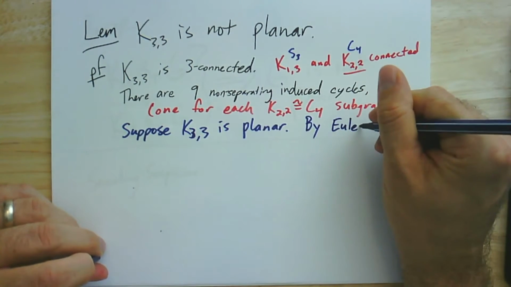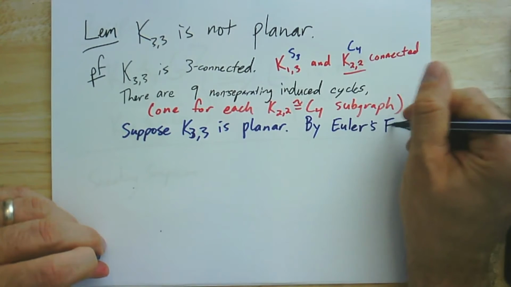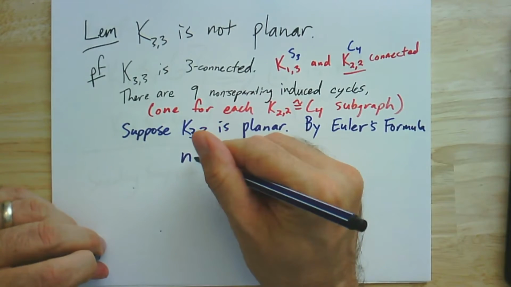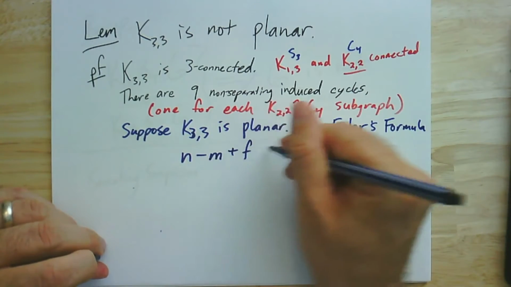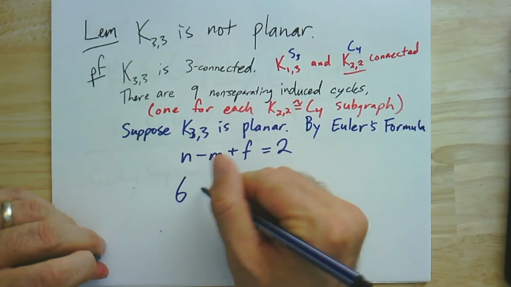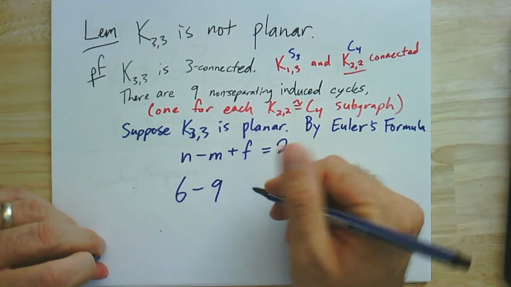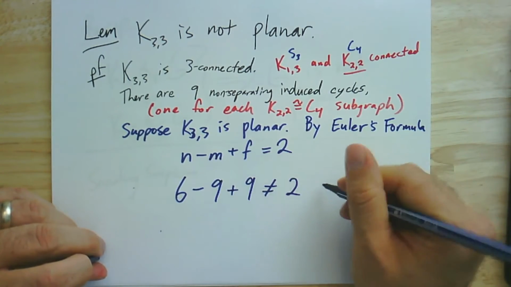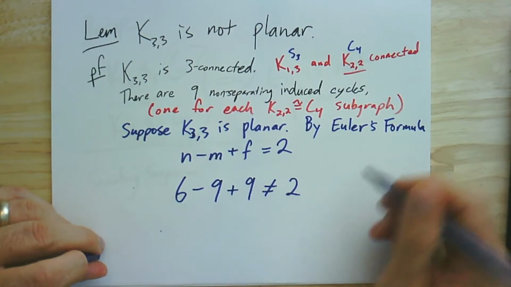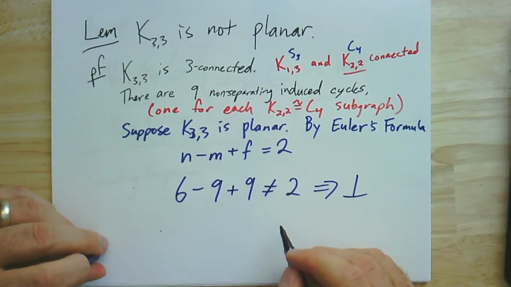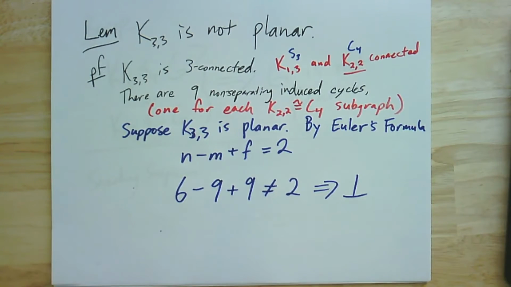I know the number of vertices, edges, and faces. It should be the case that n minus m plus f is equal to 2. However, we have 6 vertices minus 9 edges plus 9 faces, which is not equal to 2. And since this should be true for all planar graphs, we have a contradiction. It means that this graph was not planar, and therefore K33 is not planar, done.